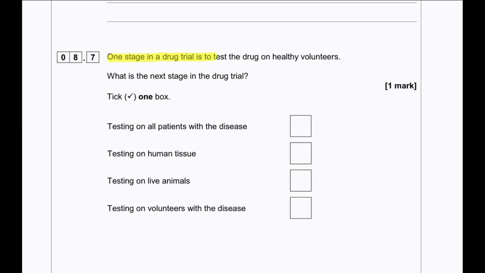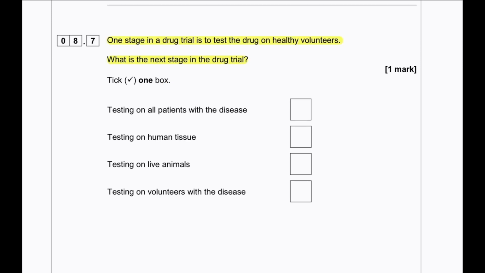One stage in a drug trial is to test the drug on healthy volunteers. What is the next stage in the drug trial? So once the drug is trialed on healthy volunteers, we are mainly looking for side effects. Now, if the side effects are proven to be manageable or controlled, then we can test on volunteers with the disease. Let's see the other options. Testing on all patients with the disease: we are not going to test it on all patients because they did not provide their consent. Testing on human tissue is done before testing on healthy volunteers. Then testing on live animals is also done before testing on healthy volunteers.